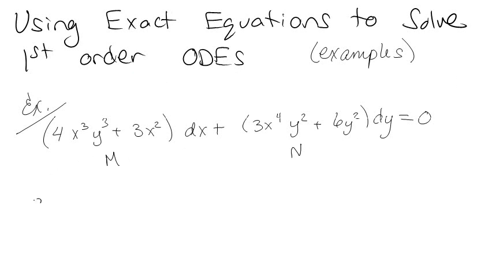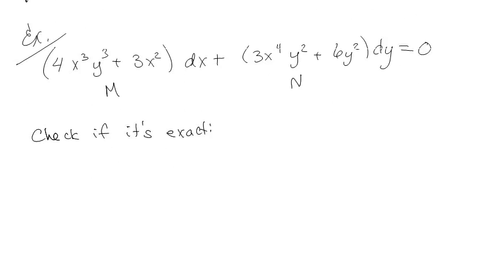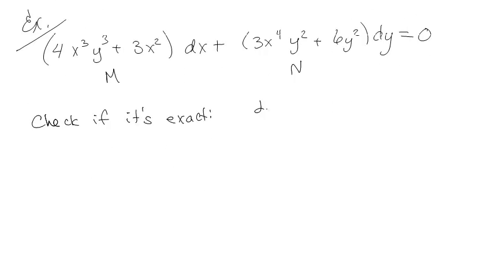So our first thing is to check if it's exact. Now, if it's exact, partial M partial y should equal partial N partial x. If it doesn't, then it's not exact and we can't solve it. So that's my first step.